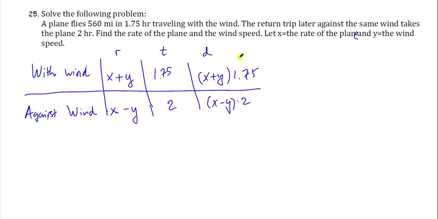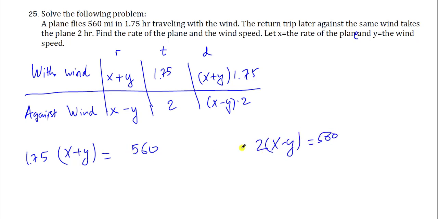The only missing information that we didn't apply here is that the plane flies 560 miles. That tells us the distance each way the plane travels is 560 miles. Therefore, the distance with the wind, x plus y multiplied by 1.5, should be 560. And also the distance of the other one is the same thing. The plane travels 560 miles. So these are the two equations that you use to solve for x and y.